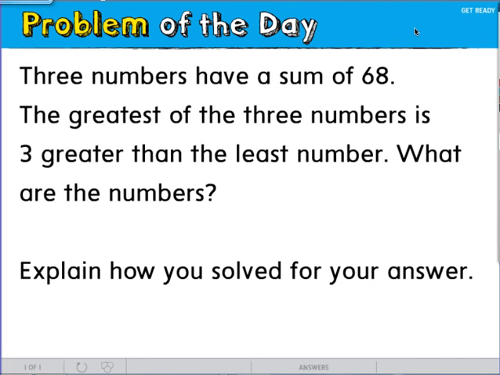So before we get started, we're going to do our problem of the day, get our brains thinking. It says three numbers have a sum of 68. The greatest of the three numbers is 3 greater than the least number. What are the numbers? Explain how you solved your answers. So first of all, whatever number our first number is, the last number we come up with has to be 3 greater. So that number plus 3. So you're probably going to have to do some trial and error. Try to get it worked out on the whiteboards in front of you.